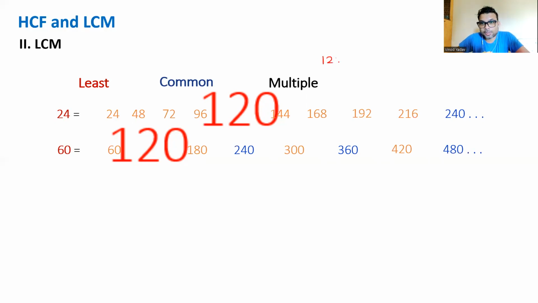Means the first common multiple was 120, which is the lowest or least, that is the LCM. Then 240: 120 twos are, 120 threes are, 120 fours are, and so on, friends. So if you read the table of the LCM, you will get all the common multiples. The lowest common multiple was 120 over here, meaning for 24 and 60, both of them will divide 120. That is the first number which both of them will divide.